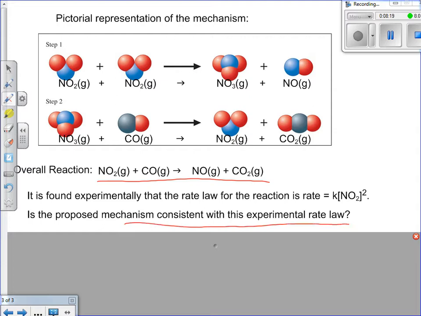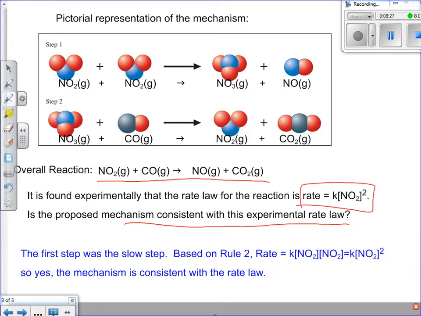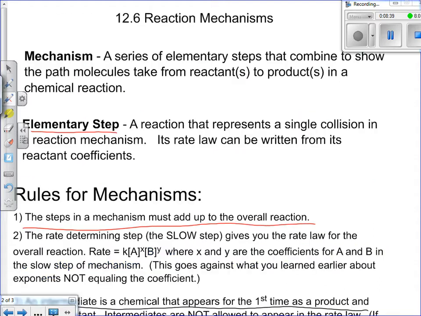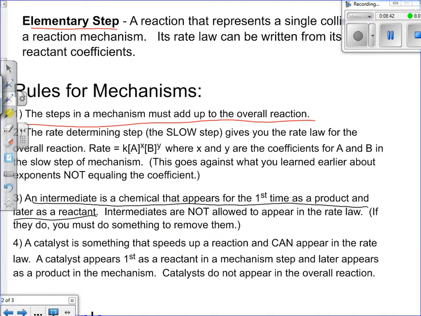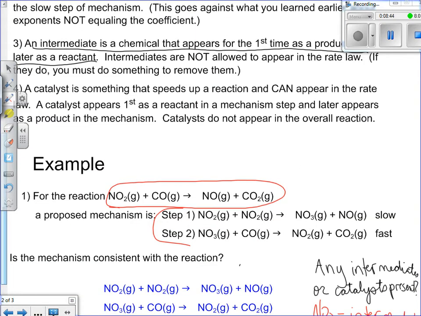So someone runs an experiment. We've done this. We know how to run these experiments. And we find the rate law. And we want to check if this reaction mechanism that's proposed is consistent with the rate law that's experimentally determined. Now, we were told that the first step was the slow step because we're told that right here. You're always given whether the steps are slow or fast. So right here we are given that step 1 is the slow step.